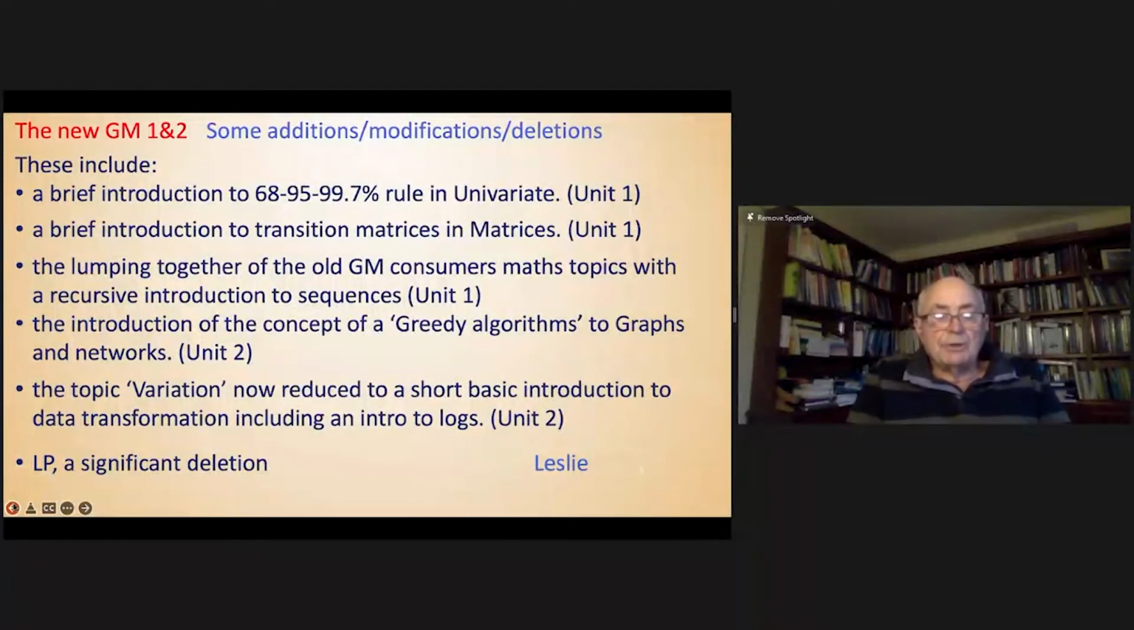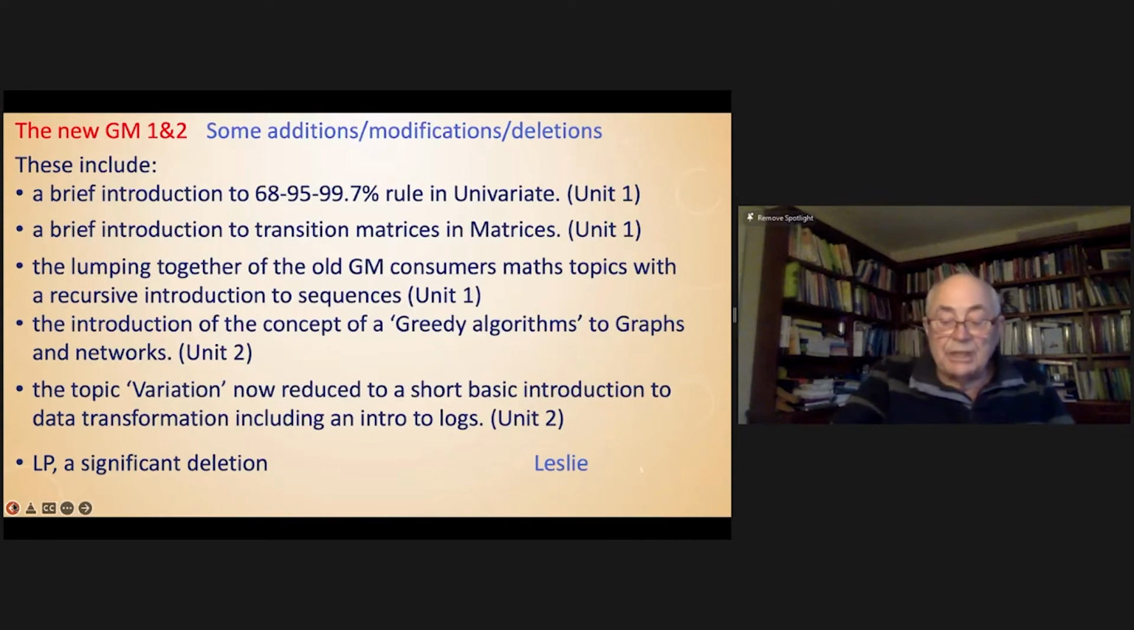Finally, the topic of variation, which had relatively little relevance to previous year 12 stuff, has been reduced to a short basic introduction, essentially to data transformation and an introduction to logs. They're all pluses, all stuff that's been added in, but all the linear programming is gone, and that's not taught in year 12, and that's gone for the pillars, making some space, but not a lot.